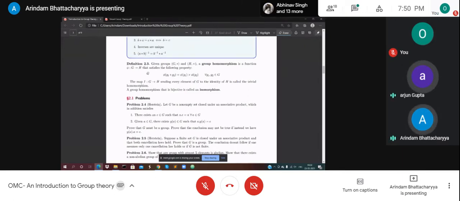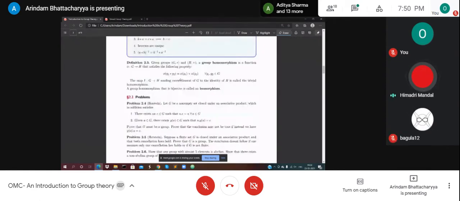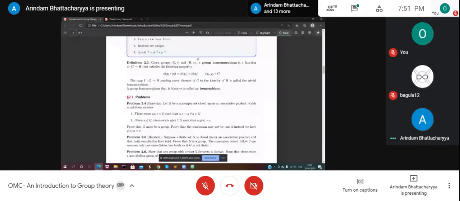Any doubt? Sir, what is this multiplication operation? It is the binary operation of H. This is not your normal multiplication. It is some binary operation associated to this group, which is defined on the set H. So, can G and H be anything, or must they have some relation? No, they just have to be groups. That's all.